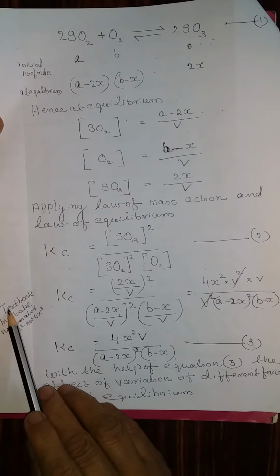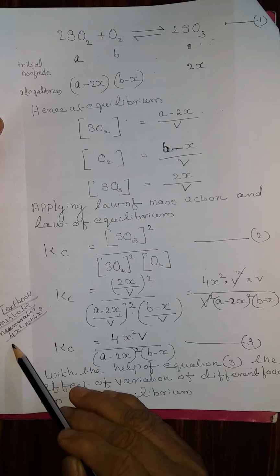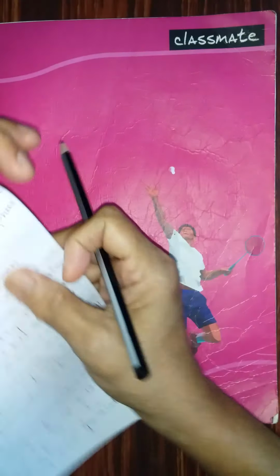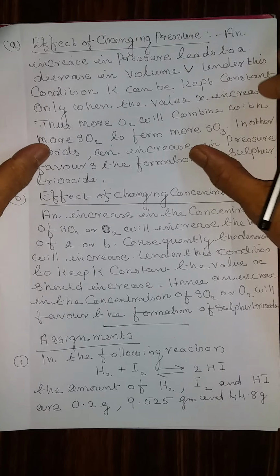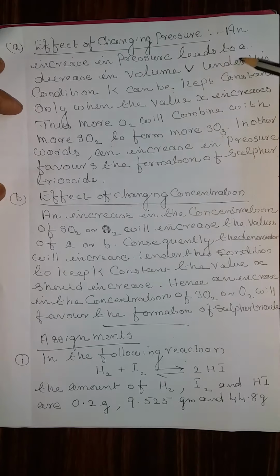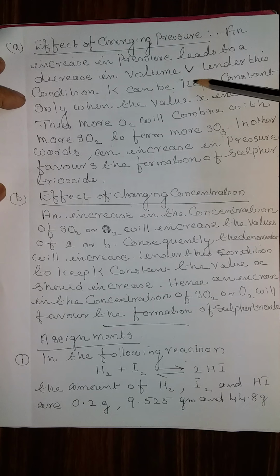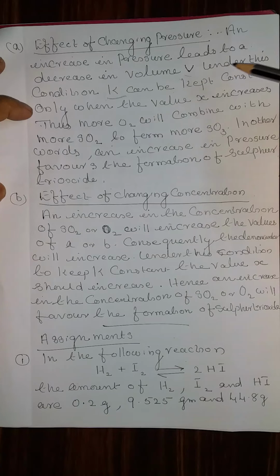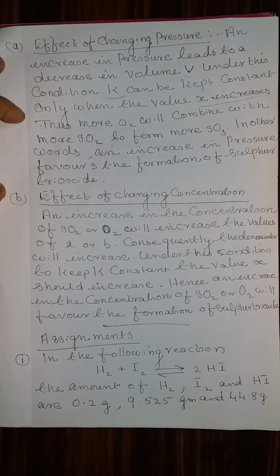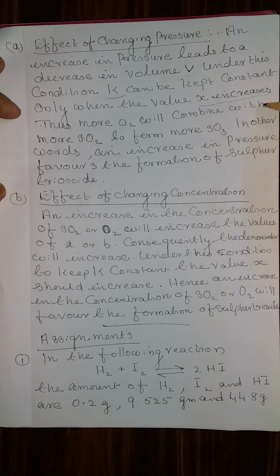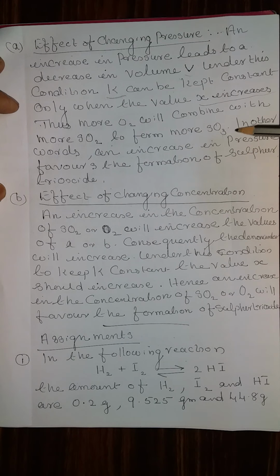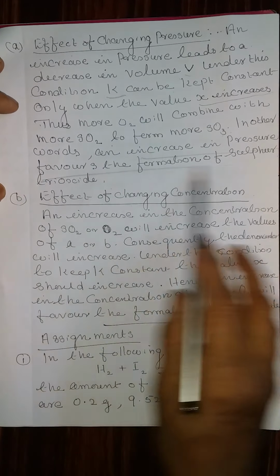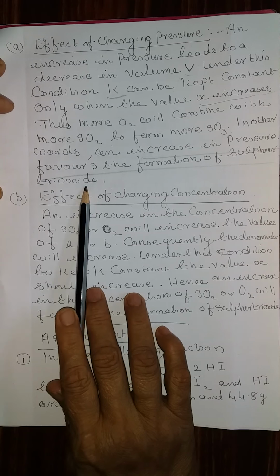And in the textbook there is a mistake. In the numerator it is written 4x cubed. Please do the correction. Effect of changing pressure. An increase in pressure leads to the decrease in volume, that is V. Under this condition, in order to keep K constant, the value of x increases, thus more oxygen will combine with more SO2 and form more SO3. In other words, an increase in pressure favors the formation of sulfur trioxide.